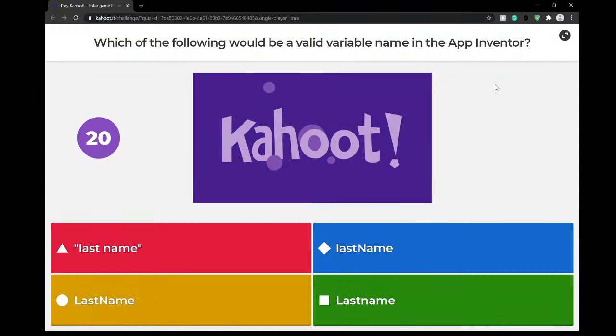Which of the following would be a valid variable name in the App Inventor? So this one's a more specific question, but it's fine.